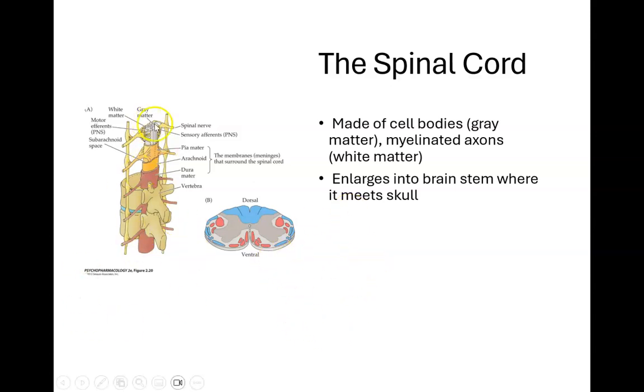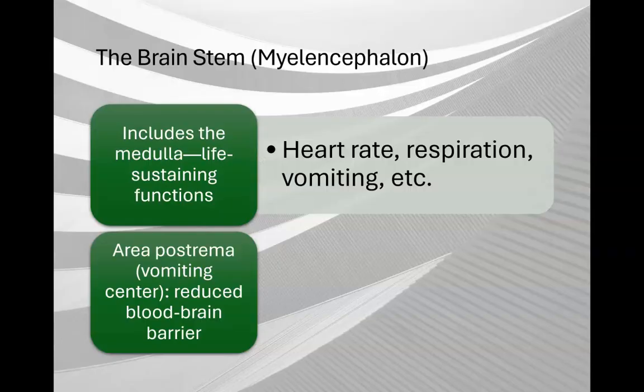So we can actually see the gray matter, the cell bodies, are on the inside of the spinal cord, and the outside of the spinal cord is our white matter, our myelinated axons. You can see the coverings of the vertebrae of the spinal column as well as the meninges. Here's our dura mater, our arachnoid space, and our pia mater. And we can see the spinal nerves, both the motor and the sensory nerves, branching out from that spinal cord. It is going to enlarge into the brainstem at the point that it reaches the skull.